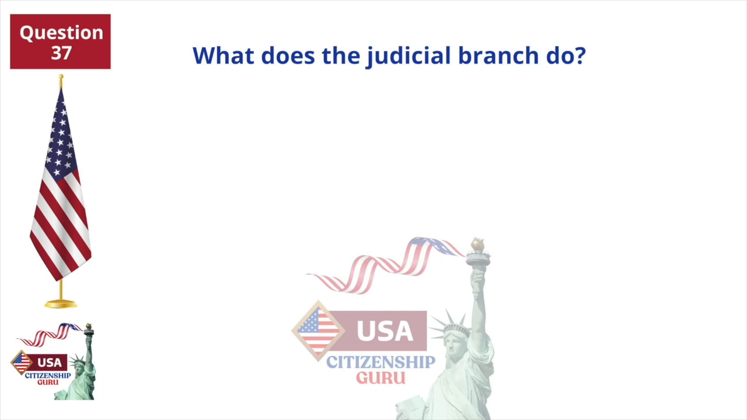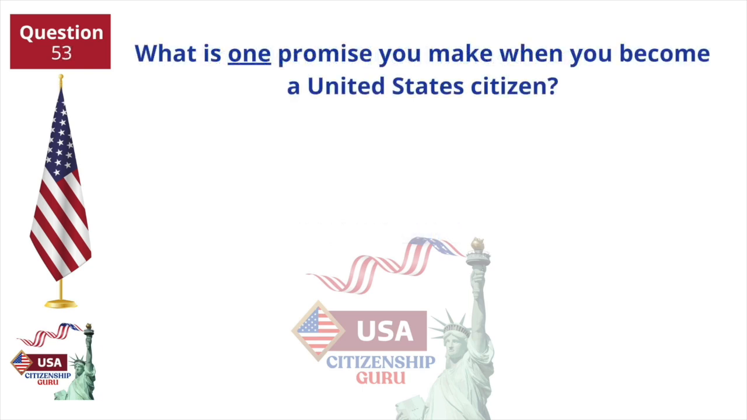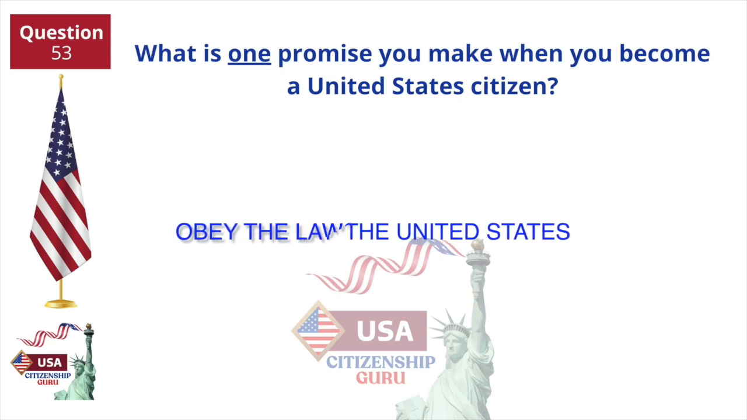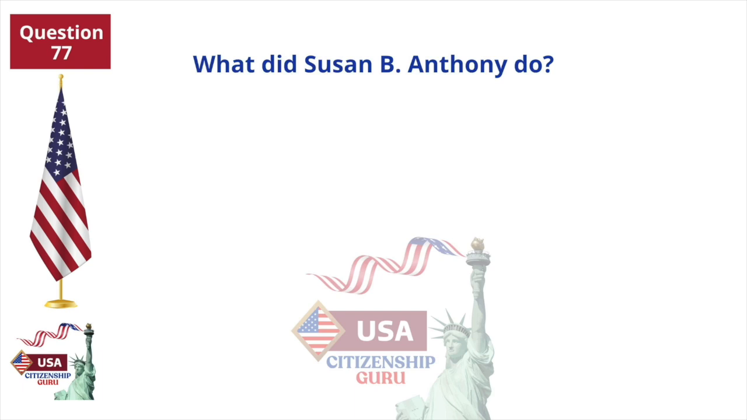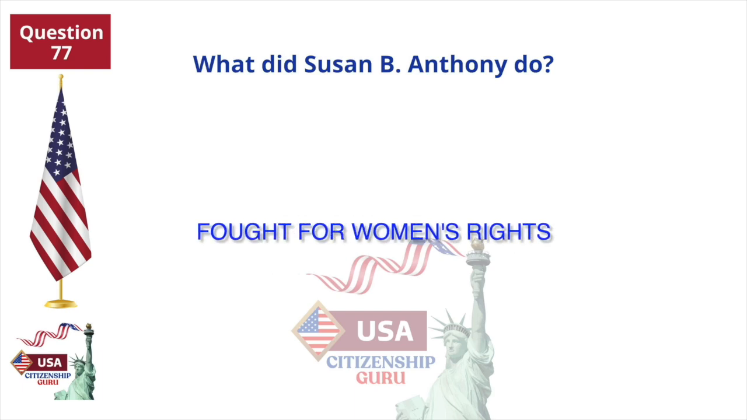What does the judicial branch do? Reviews laws. What is one promise you make when you become a United States citizen? Obey the laws of the United States. What did Susan B. Anthony do? Fought for women's rights.